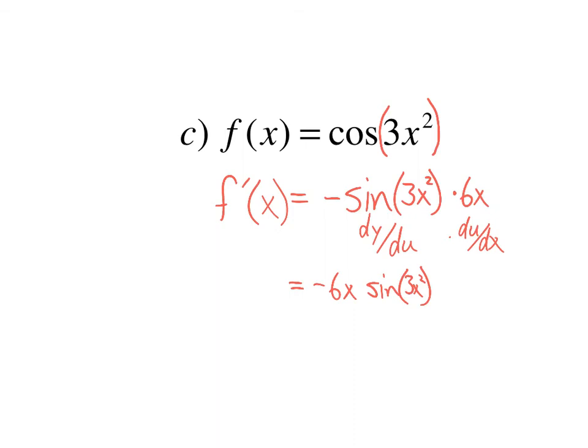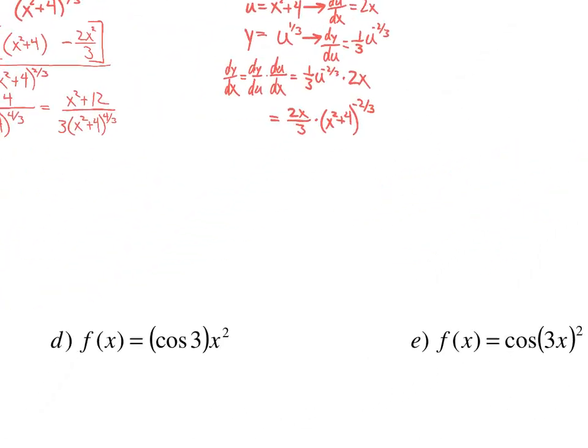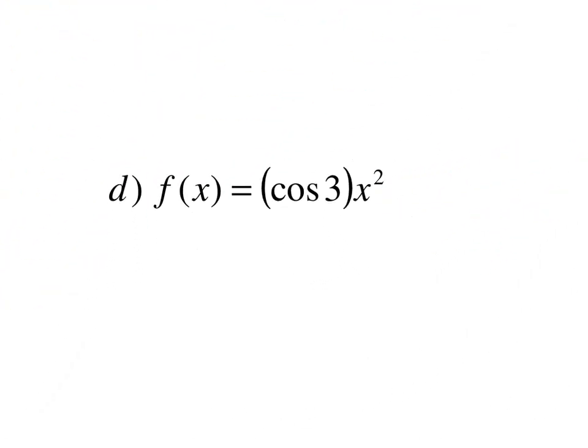But notice how this is very different than d. What's the cosine of 3? That's just a constant, right? So when you're taking the derivative of something multiplied by a constant, f prime of x is not 0. That would be if you're adding a constant, the derivative of that constant is 0. When it's multiplied by a constant, you just take cosine of 3 and multiply it by the derivative, which would be 2x.